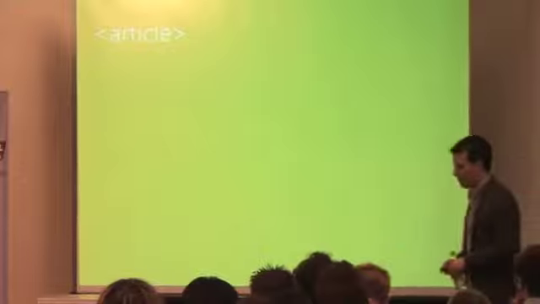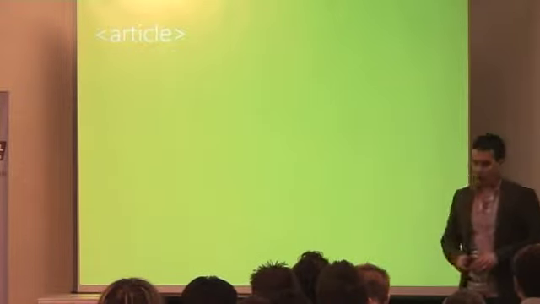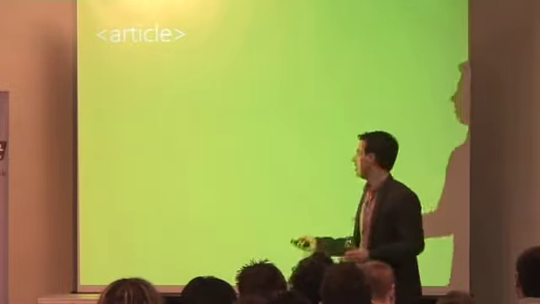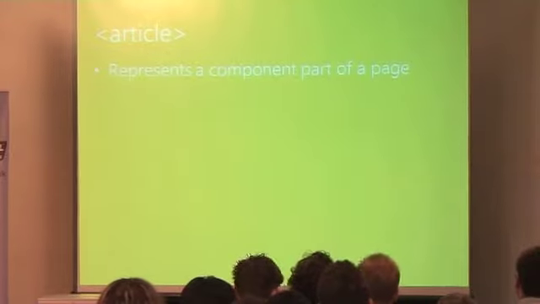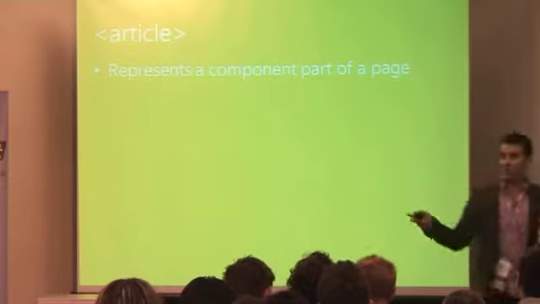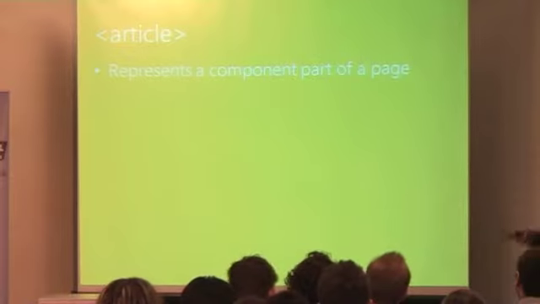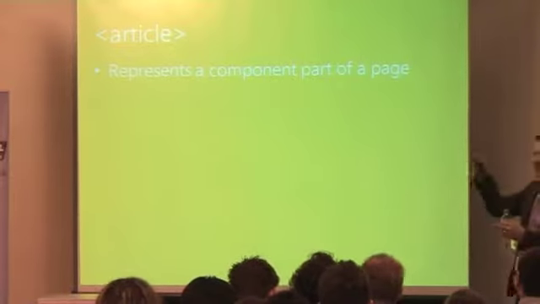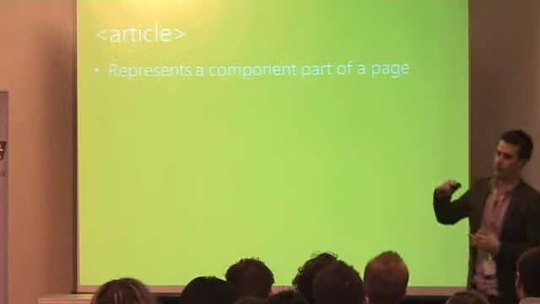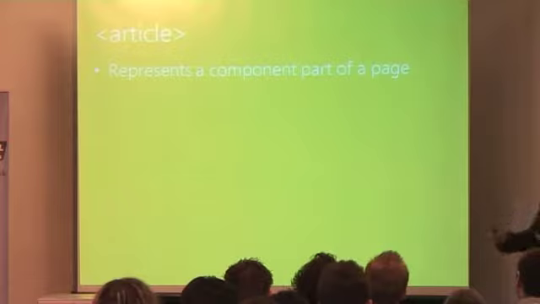Then we have article. The next two tags are probably the most interesting ones, the ones that I have the most trouble with. So article is what you would expect. It represents a part of the page. If you imagine a standard web page with a piece of content, then the main piece of content would be the article. But if you imagine a page which had lots of blog posts on it, then each of those would be an article.